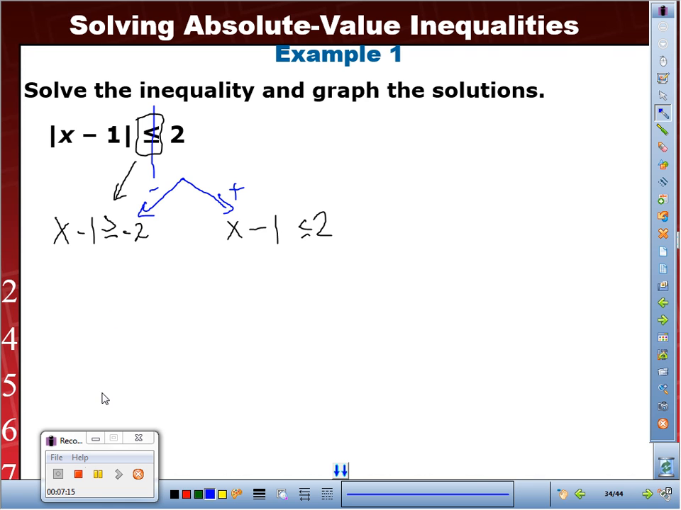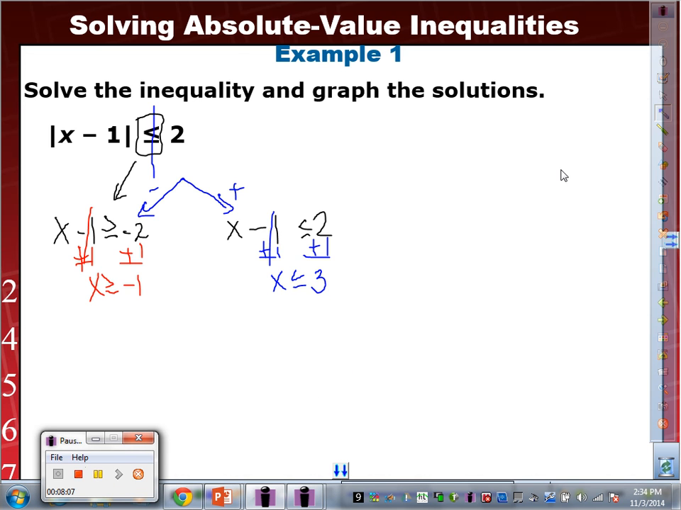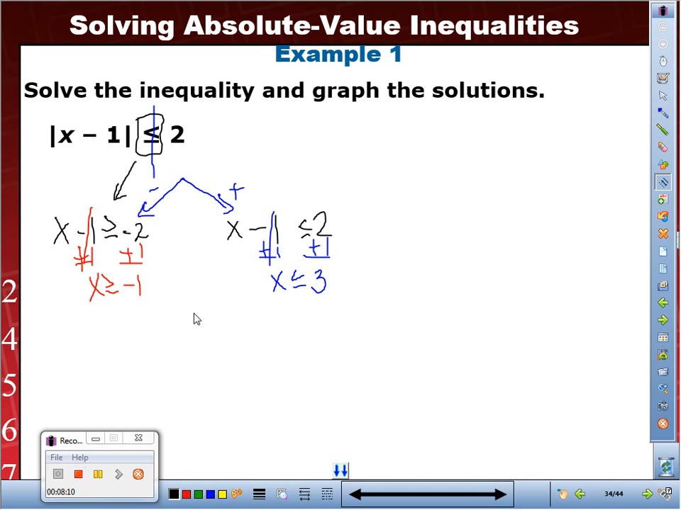We understand that? Okay, at that point I'm going to solve. Check this out. Plus 1, plus 1. This becomes x is greater than or equal to negative 1. This one, plus 1, plus 1: x is less than or equal to 3. Copy that, please. At that point, I'm going to draw a number line underneath.